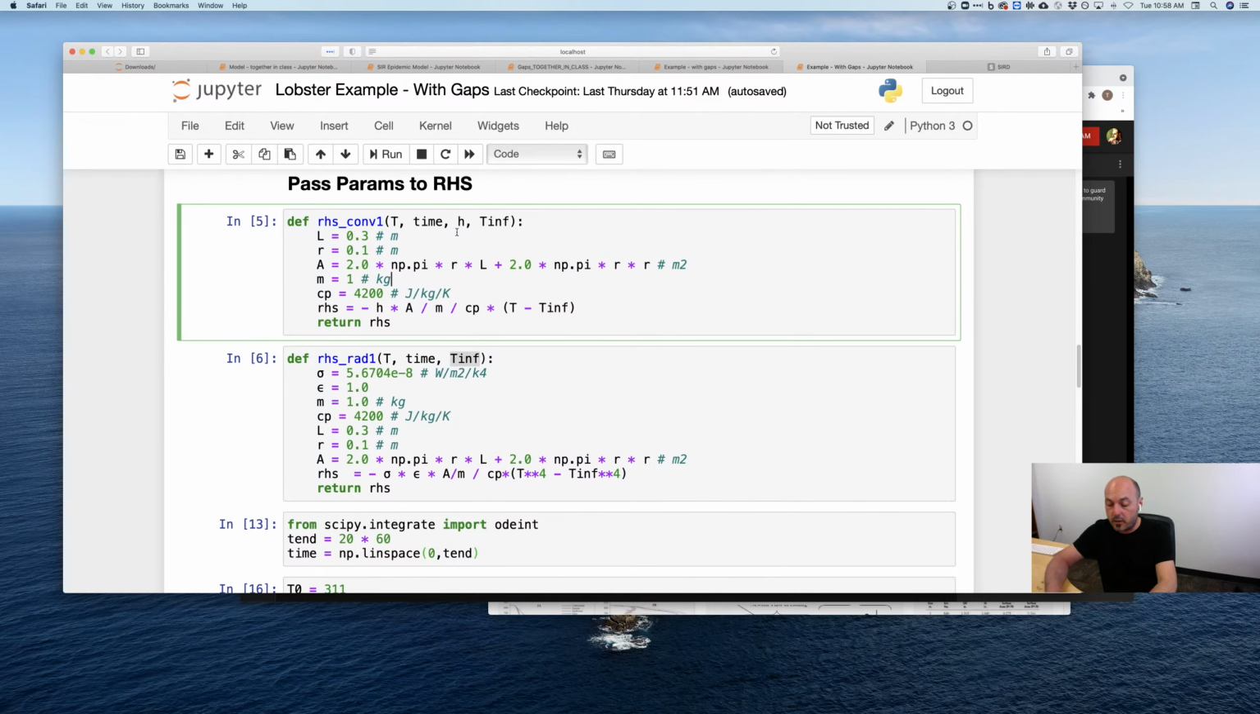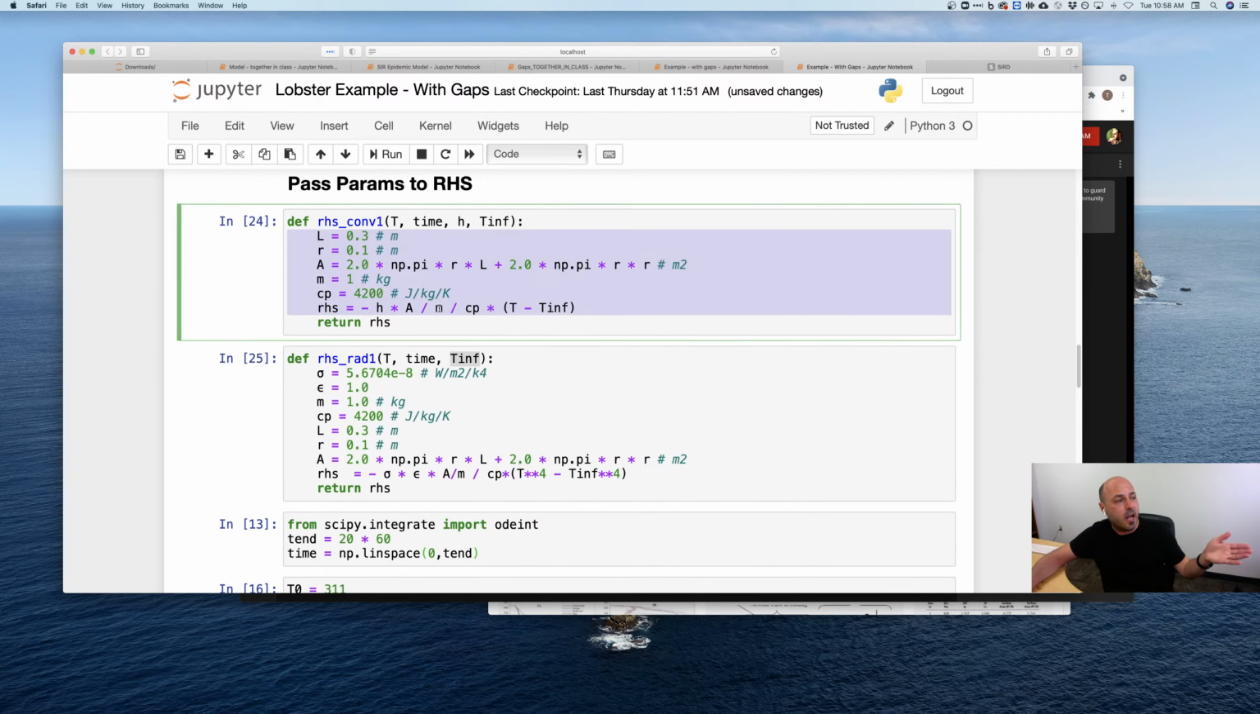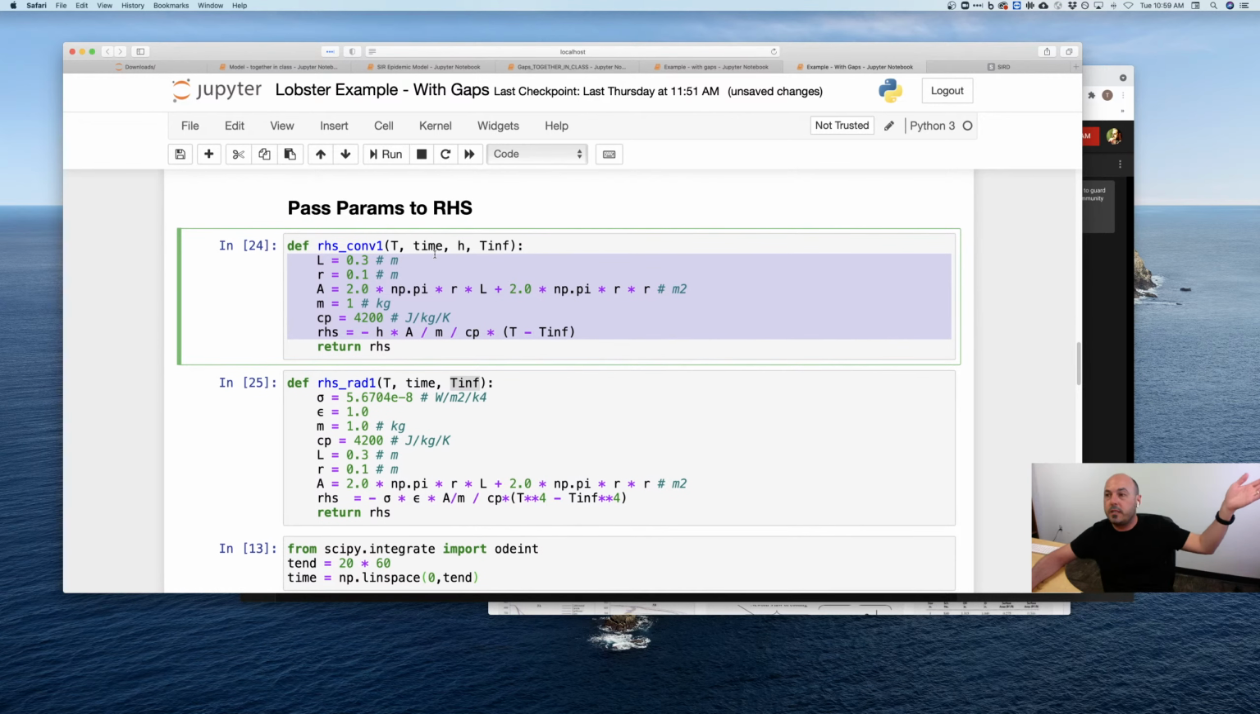Okay, so go ahead and execute those cells. Nothing really changes in how those functions are defined compared to what we did before, except that now they take this T infinity and h from the arguments that are passed to the right-hand side function. Okay?